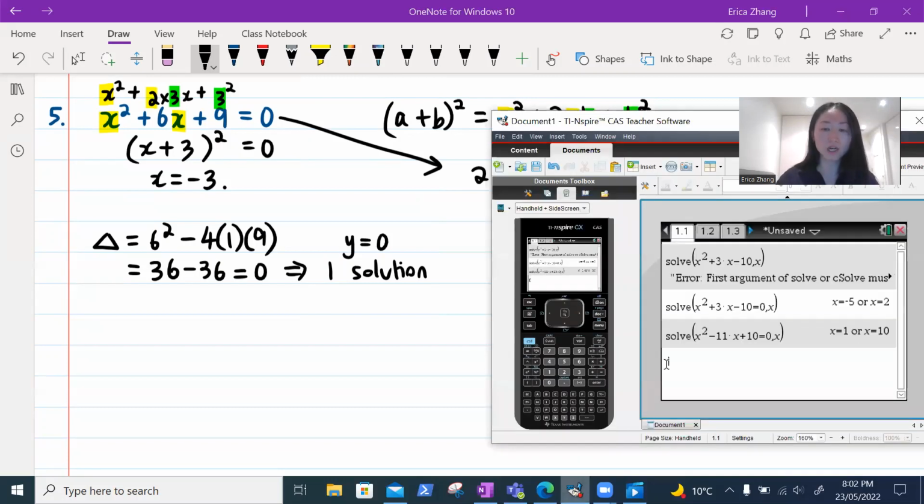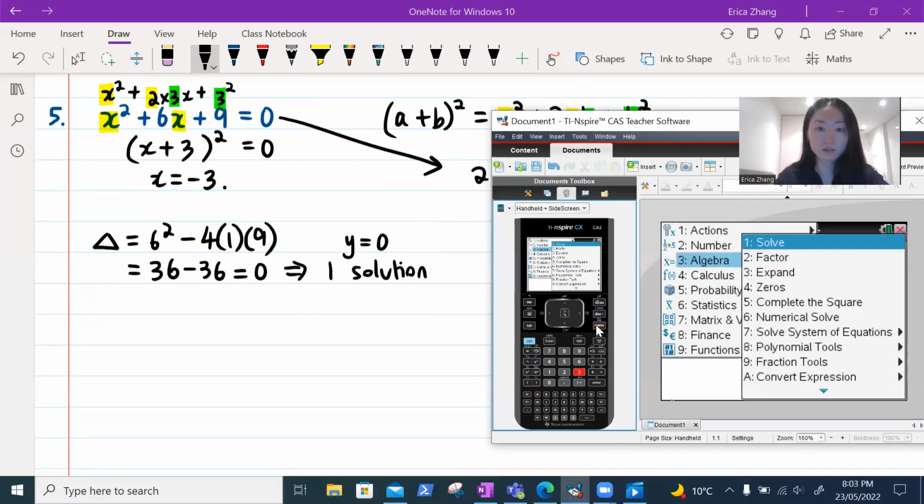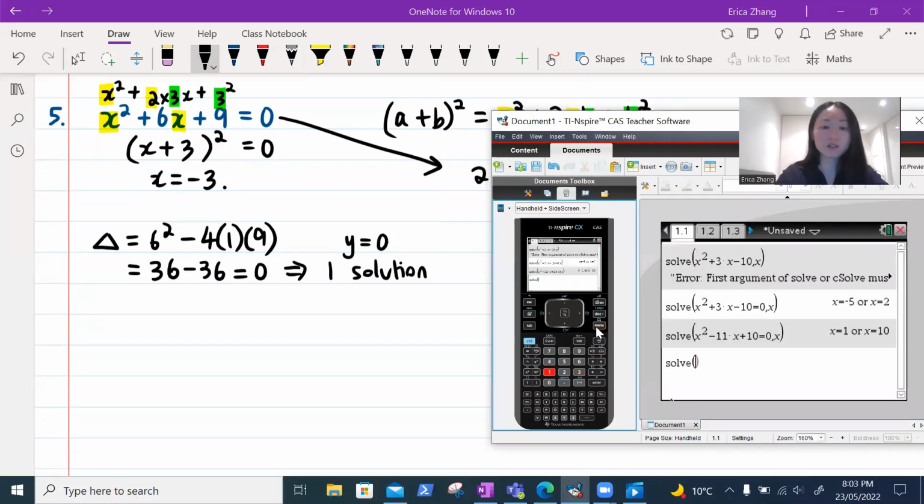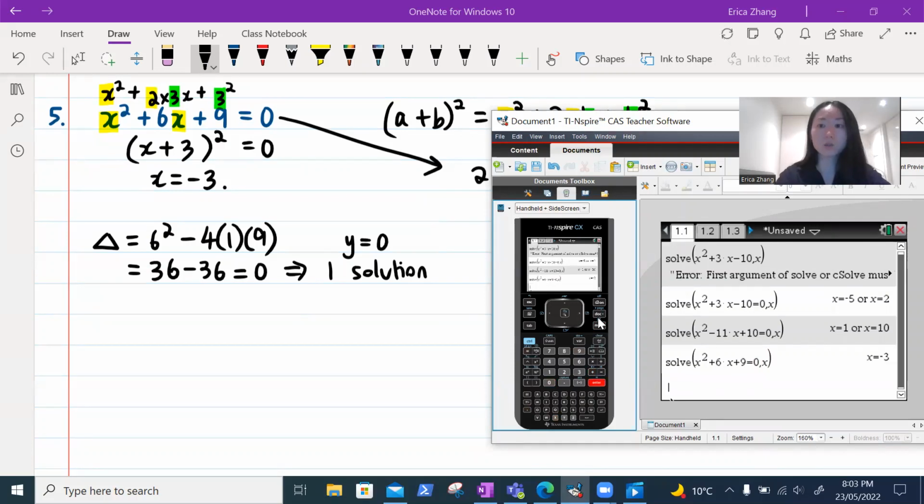Let's double check how we would have obtained this result using CAS. We did not want to spend the time factorizing. x squared plus 6x plus 9 is equal to 0. x is equal to minus 3.